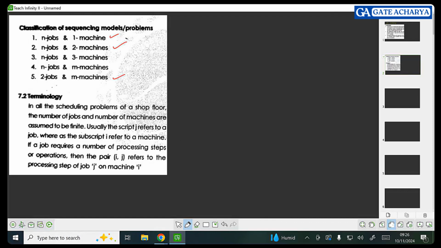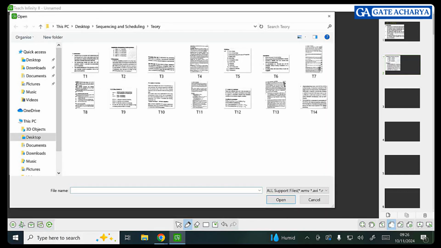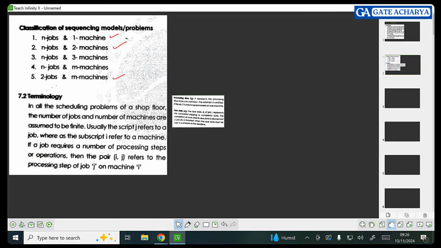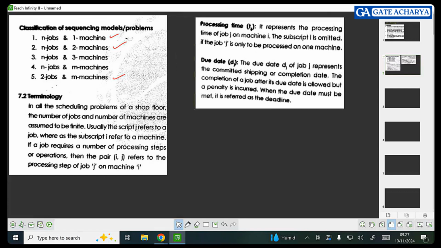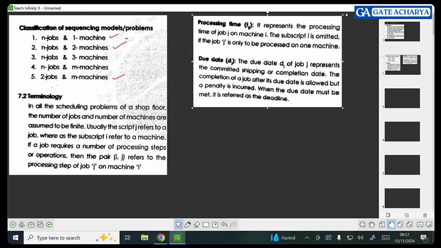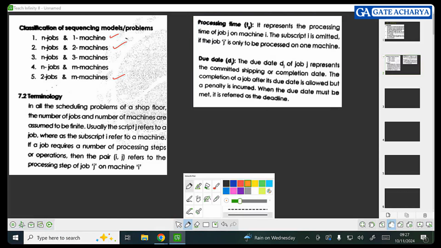Right. So you take this, then terminology, we will look into that. By the time it all comes, we will cover some terminology, the theoretical part, so that we can go for the problems. Now, for solving these kinds of classification and sequencing models, what terminology do we use? Terminology means the terms we continuously use in solving the problems.